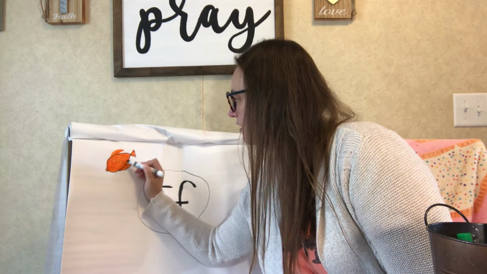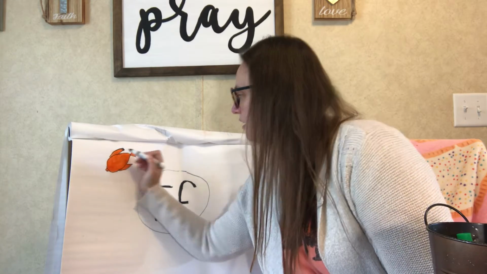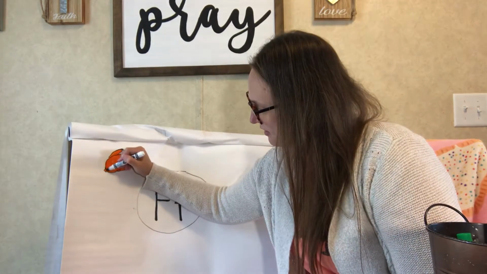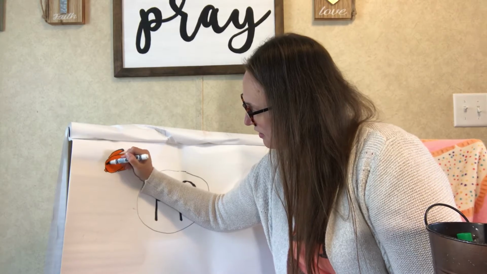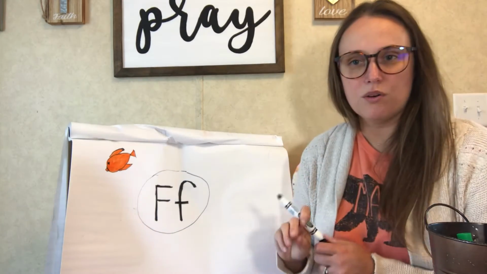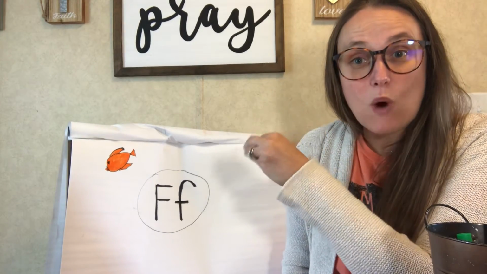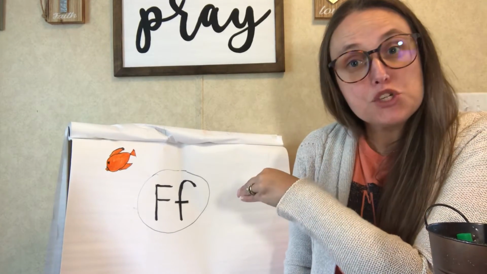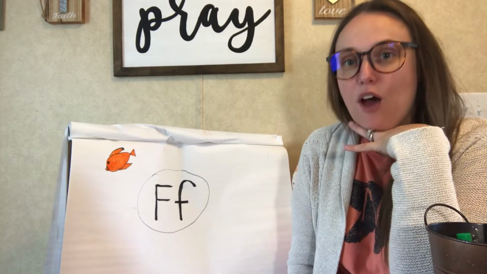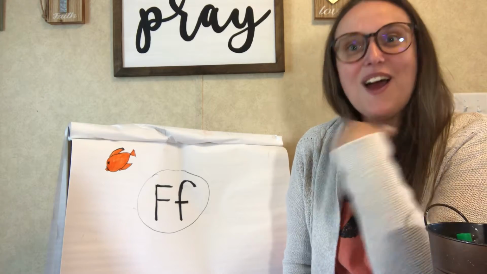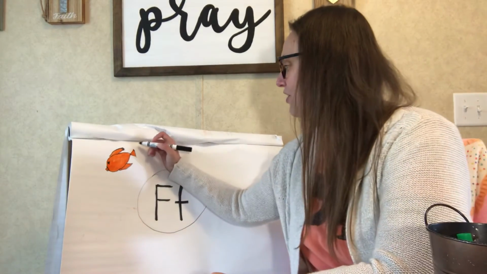I'm going to add an eyeball right there. Now, I'm going to label it. That's where I write what I drew. So I'm going to write fish. What's the first sound in fish? Good job. How do I spell F? With an F. Good job, kindergarten friends.